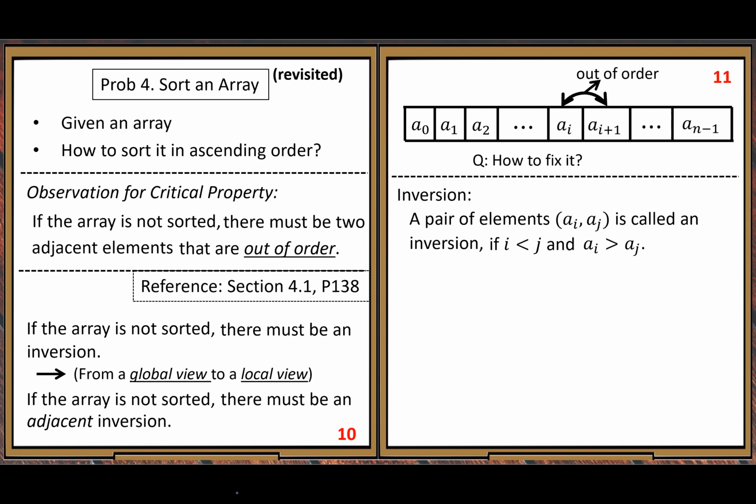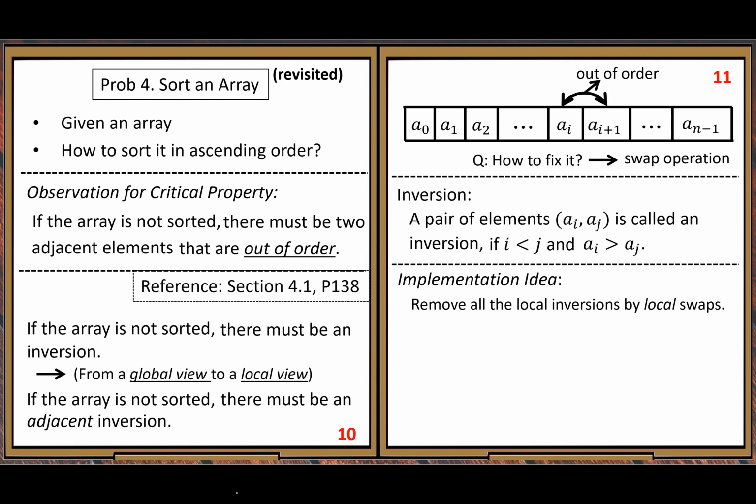I mentioned before a swap operation, right? We just do a swap operation. We can fix one inversion. We can eliminate that given inversion by a swap operation. Implementation idea.